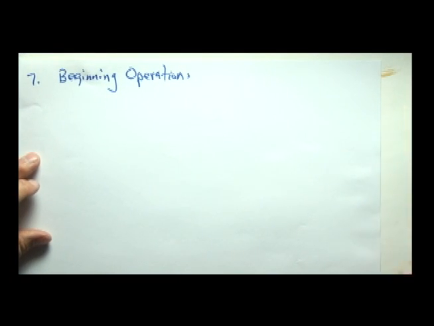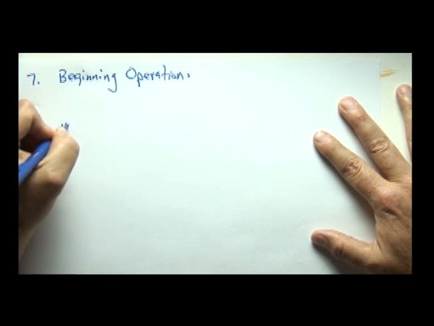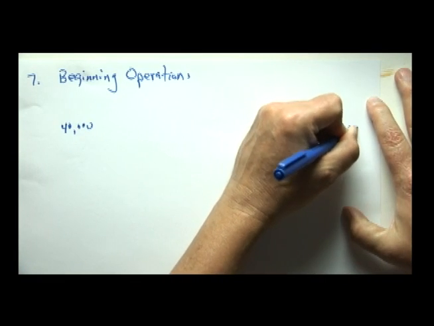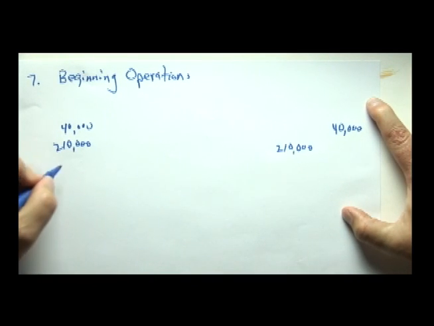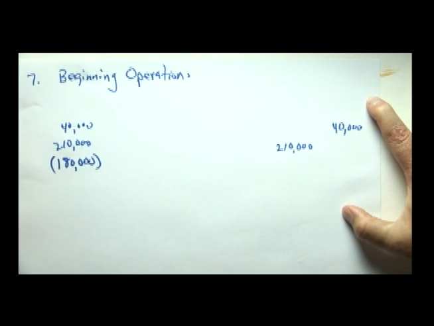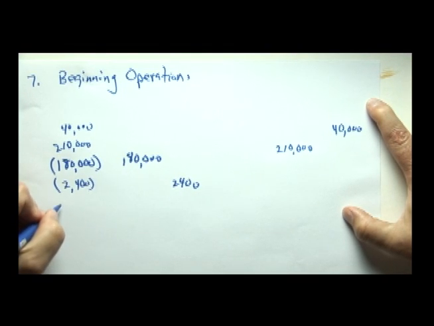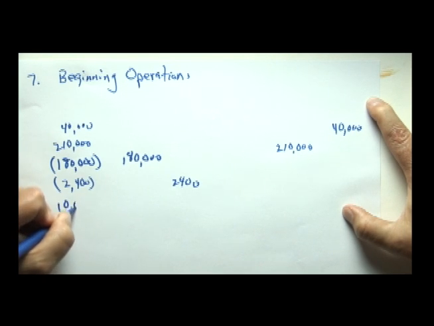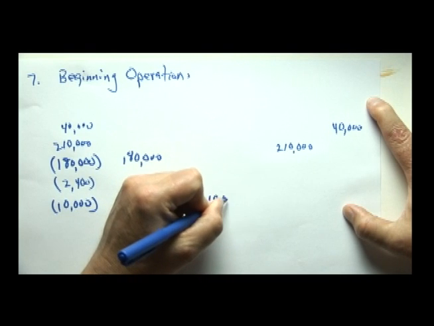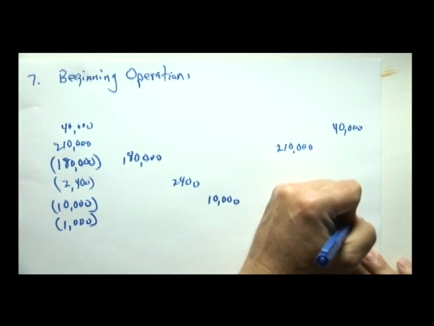By looking at last period's spreadsheet or database, we know that the company started with $40,000 of cash. It got another $210,000 of cash from the bank. The business bought $180,000 worth of building. It bought $2,400 of prepaid rent. It also bought $10,000 worth of inventory. And it also incurred a $1,000 expenditure for, I think, some advertising.